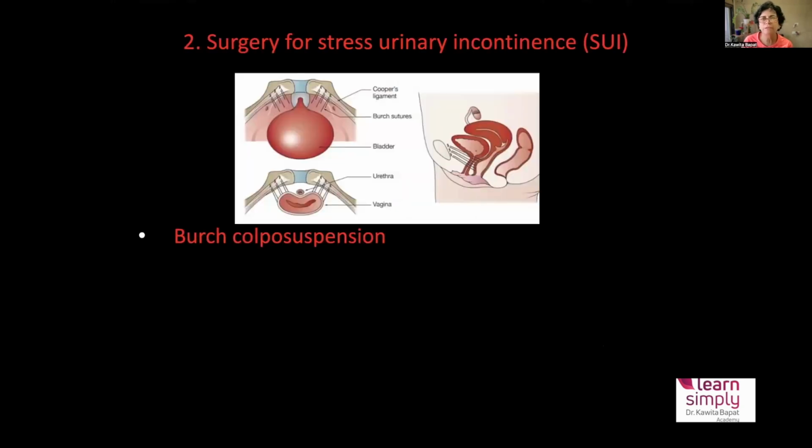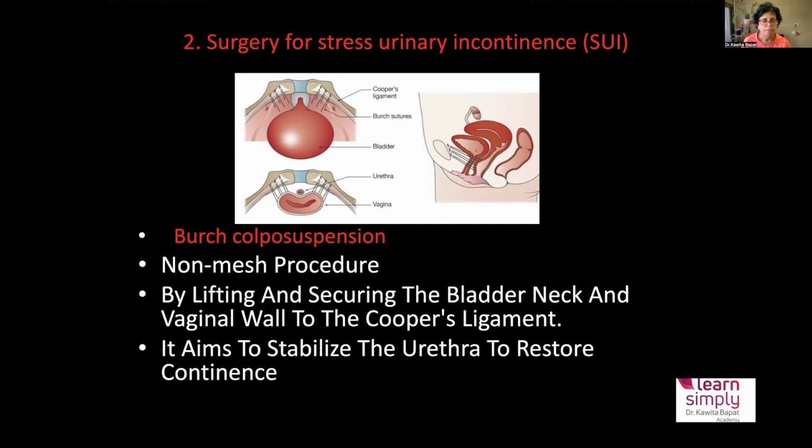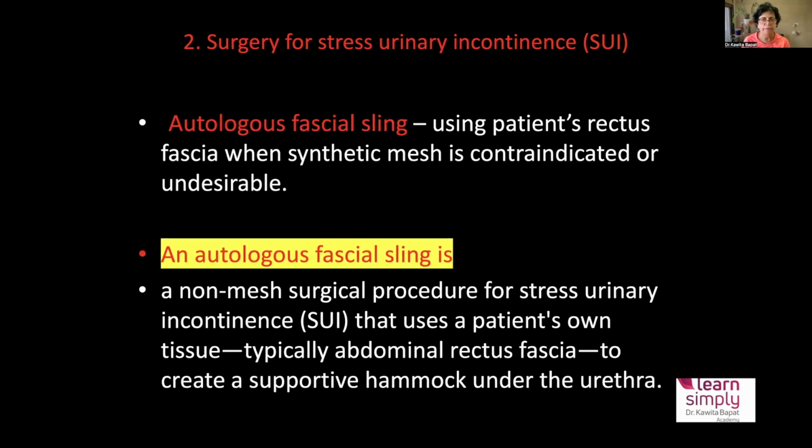Now, other surgeries for stress urinary incontinence. When we talk about the Burch colposuspension, we all should know it is a non-mesh procedure lifting and securing the bladder neck and the vaginal wall to Cooper's ligament. It aims to stabilize the urethra and restore continence.